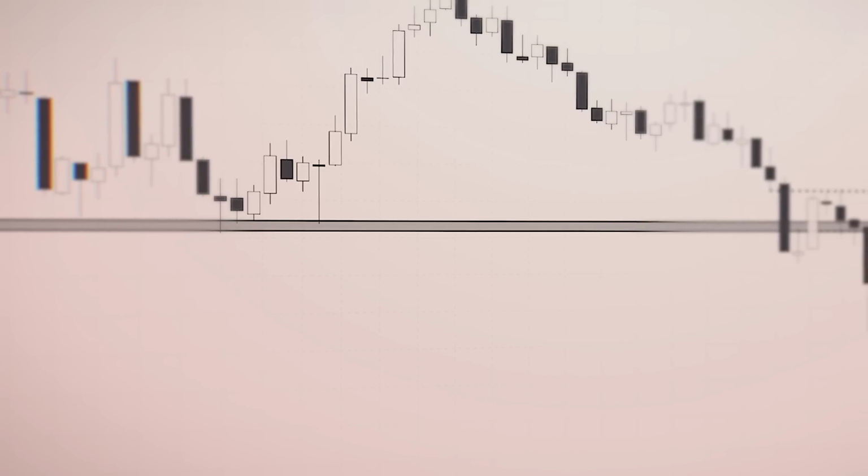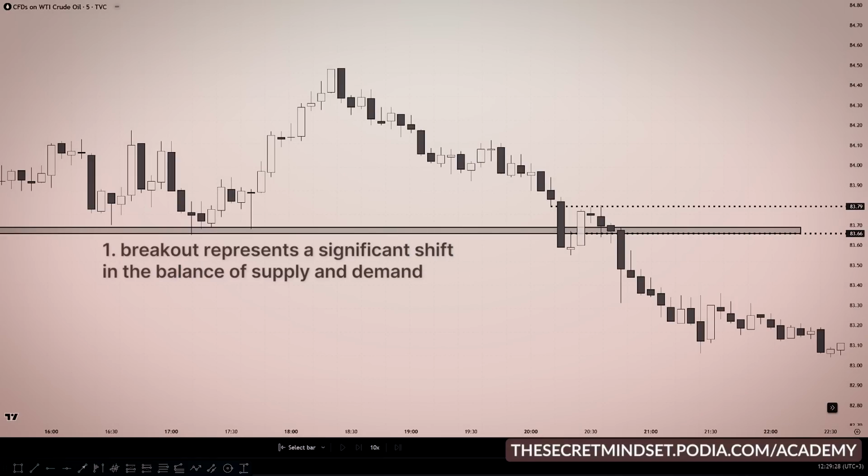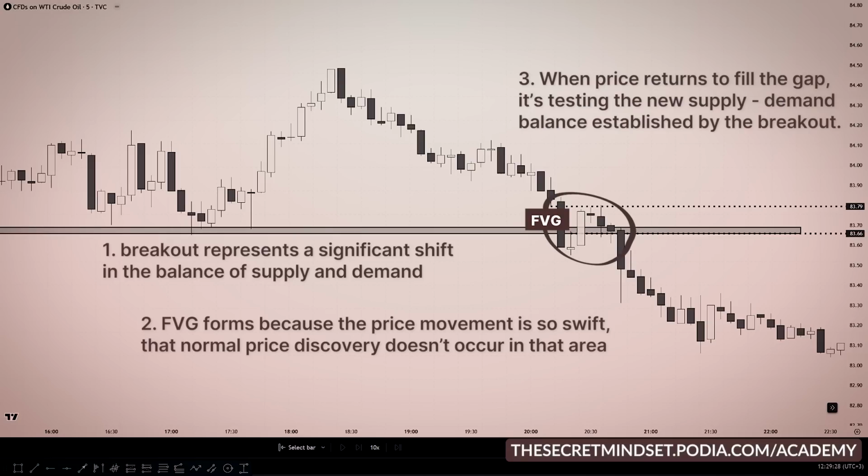From a supply and demand perspective, here's what's happening. The breakout represents a significant shift in the balance of supply and demand. The fair value gap forms because the price movement is so swift that normal price discovery doesn't occur in that area. This creates an inefficiency in the market that often gets filled later. When price returns to fill the gap, it's testing the new supply-demand balance established by the breakout. This retest often provides a high probability entry in the breakout direction.